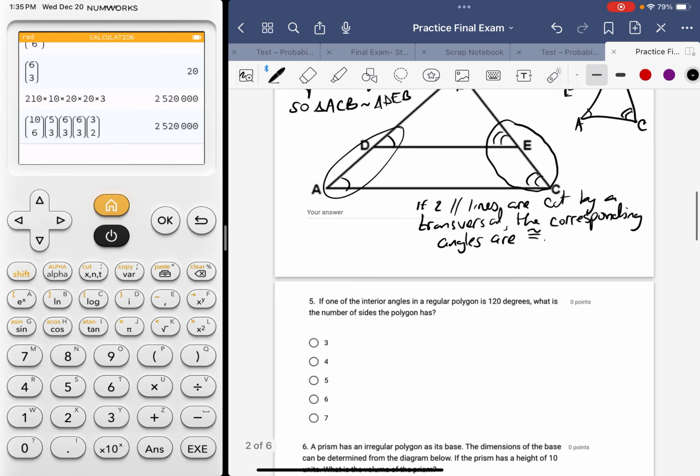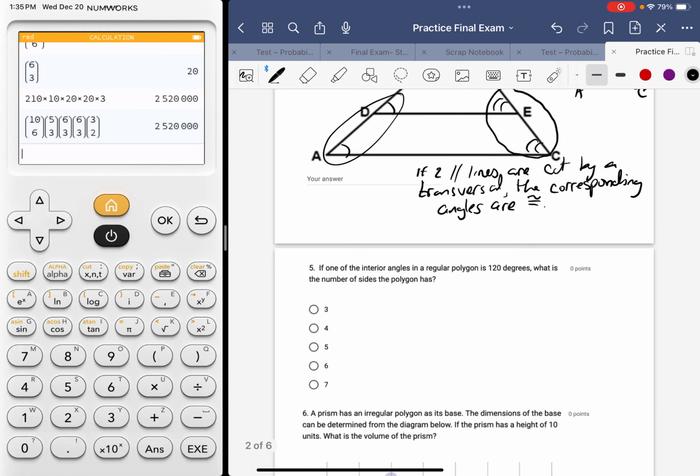One of the interior angles of a regular polygon is 120. What is the number of sides the polygon has? If I were to draw just a generic polygon, I'll just do a triangle. One of the interior angles is 120 degrees, which means the corresponding exterior angle has to be 60 degrees. Now, I don't know that it's a triangle. I'm just drawing that.